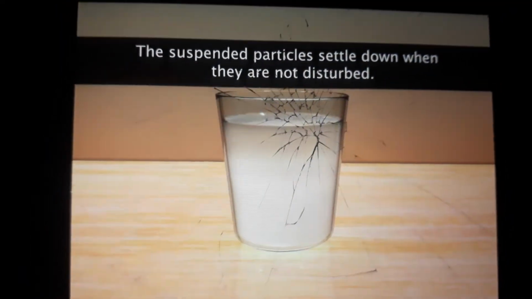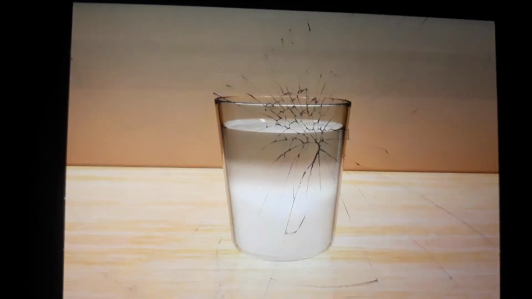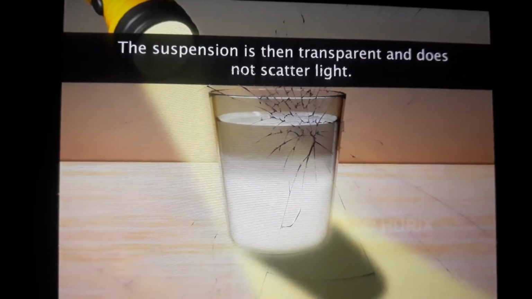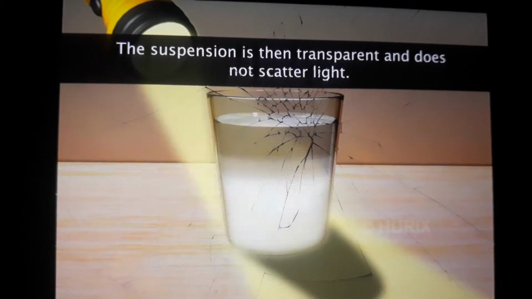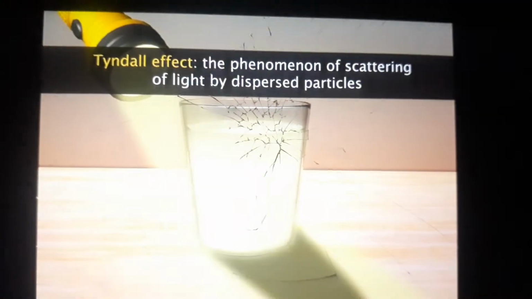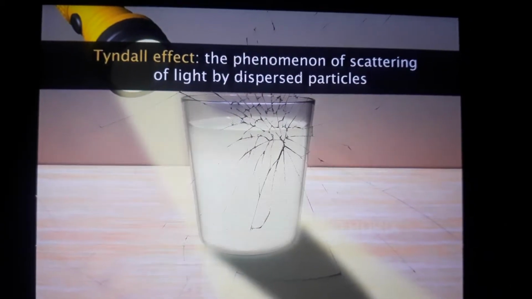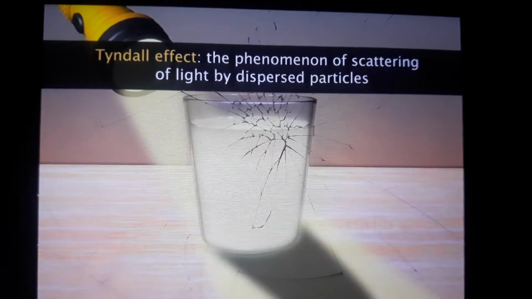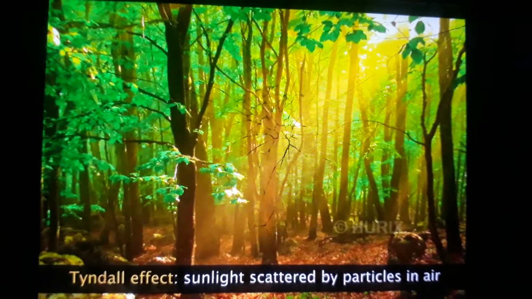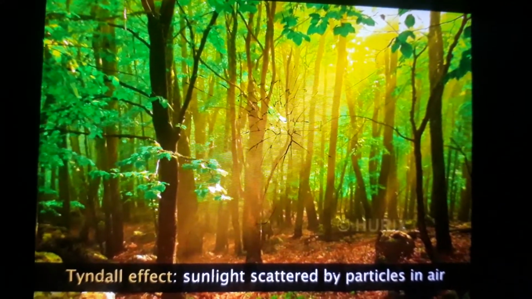However, the suspended particles settle down when they are not disturbed. When the suspended particles settle down, the upper layer becomes transparent and allows the light to pass through. The phenomenon of scattering of light by the dispersed particles is called the Tyndall Effect. A good example of Tyndall's effect is the scattering of sunlight by the colloidal particles dispersed in air.